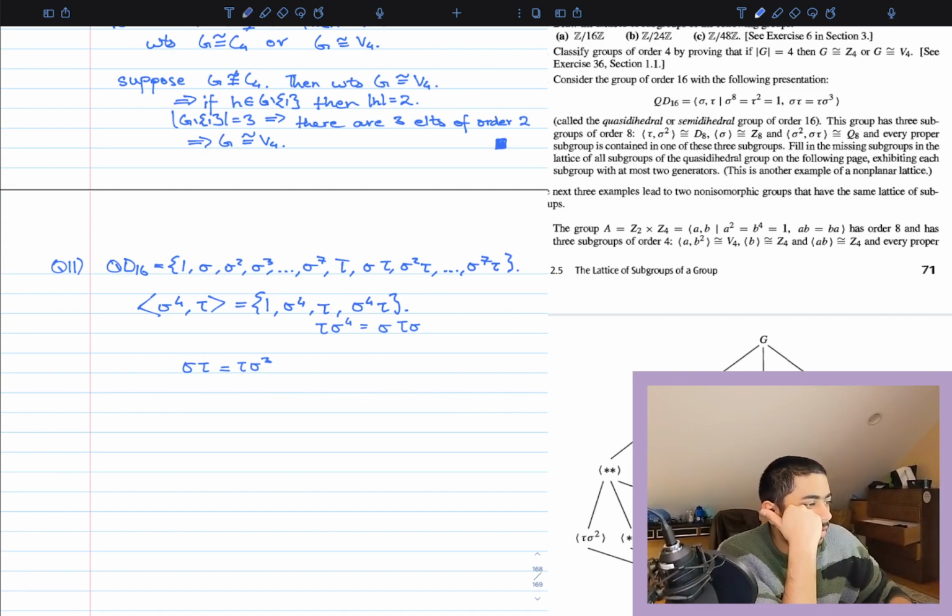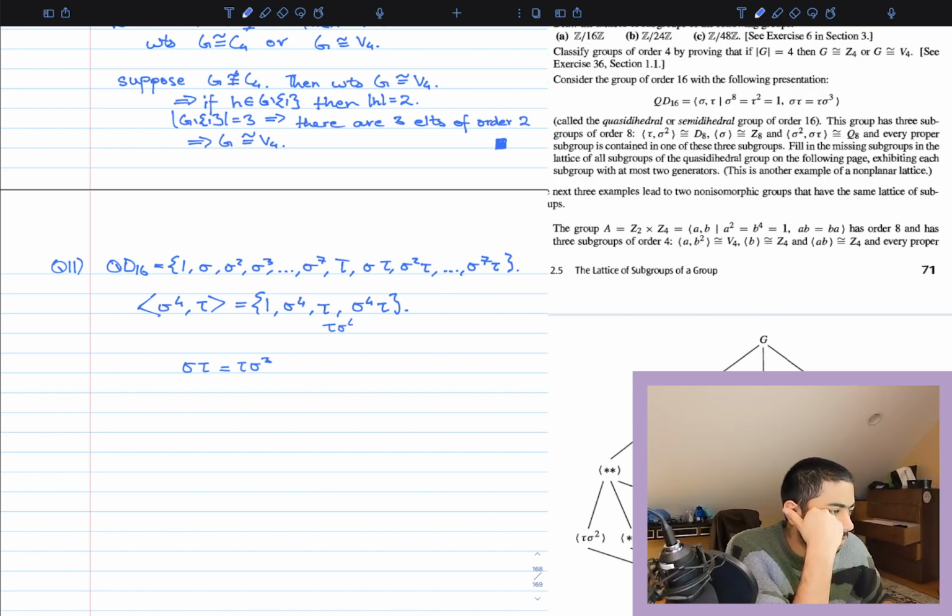So if tau sigma to the 4, now I want to check essentially if sigma to the 4 tau is the same thing as tau sigma to the 4, right? So we know that tau sigma to the 4, we should be able to swap them analogously. 4 times 3 is 12, so this turns into sigma to the 12 times tau. But sigma has order 8, so this is the same thing as sigma to the 4 tau.